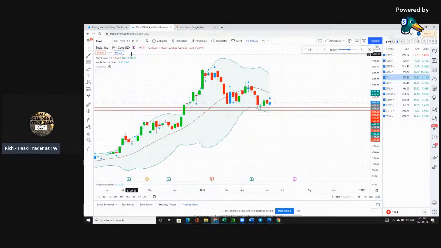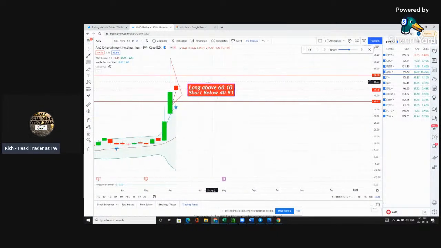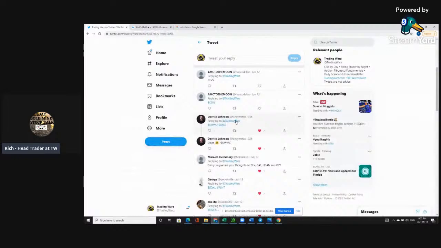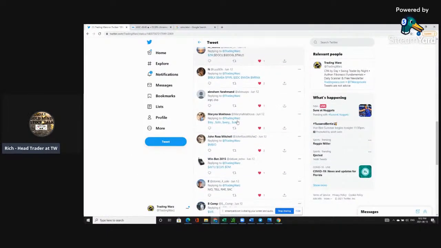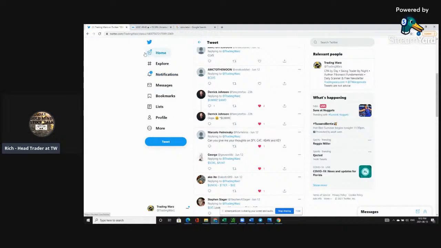AMC is also a nice inside bar setup here on the weekly. I have a setup here: long above 60.10, short below 40.91. Nice inside bar. Do you guys have any questions about anything? Is there anything going on in your mind that you want to discuss? Feel free to post them in the chat. I need to go through these. So let's do rapid fire.